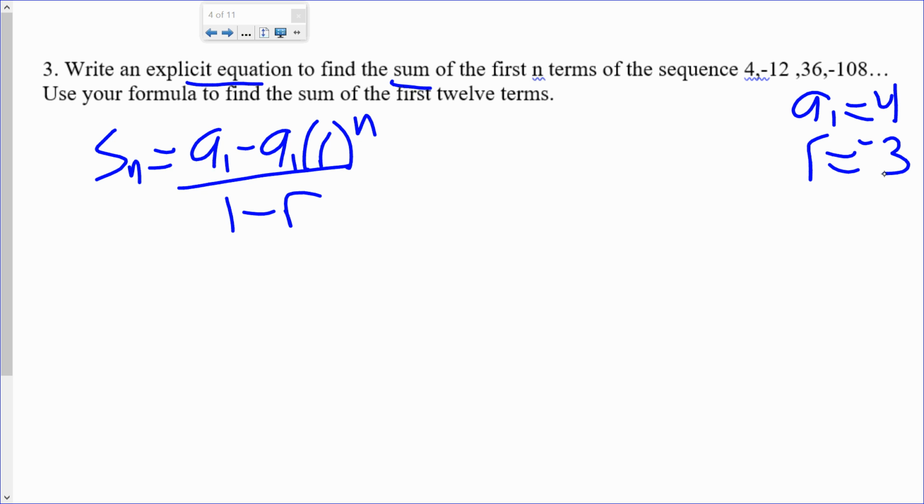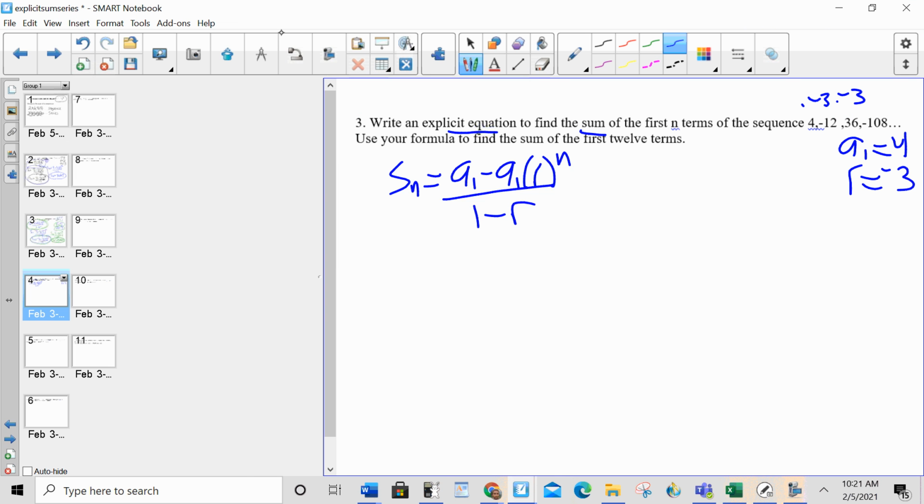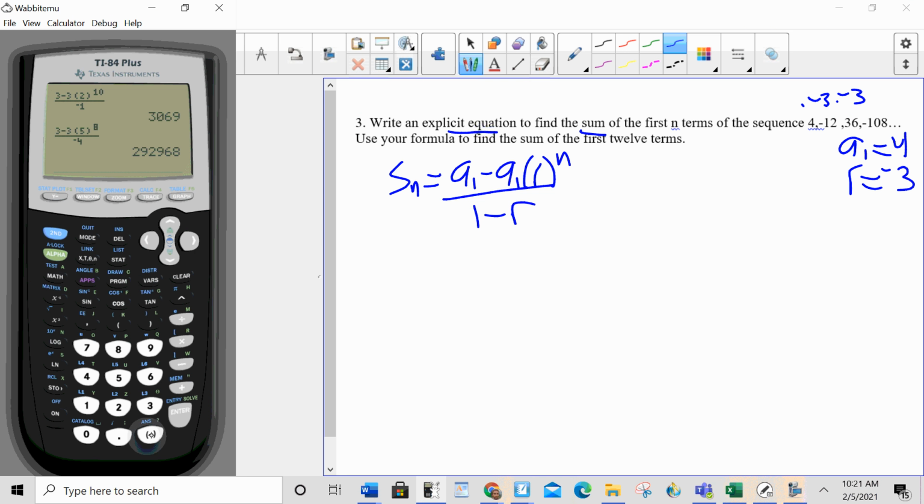You can do that mentally. 4 times negative 3 is negative 12 times negative 3 is 36. Or we can just do A2 divided by A1. Negative 12 divided by 4. A3 divided by A2. 36 divided by negative 12. A4 divided by A3. You see you come up with negative 3.